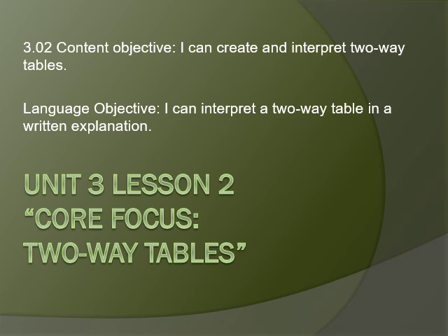Hello, as I said during our 301 lesson, Unit 3 is about taking two sets of data and matching them together. So in Unit 2, we looked at univariate, one variable, and now we're looking at bivariate, so we're going to have two variables going on at a time. So we're going to look at some two-way tables, try to create some, as well as interpret what they mean.